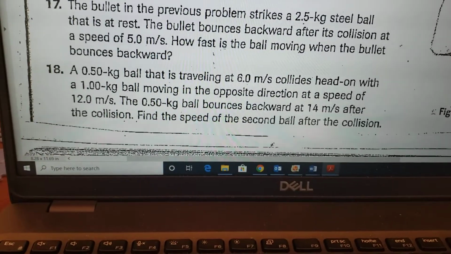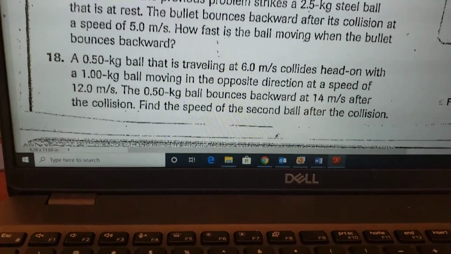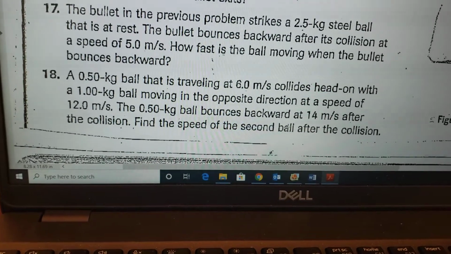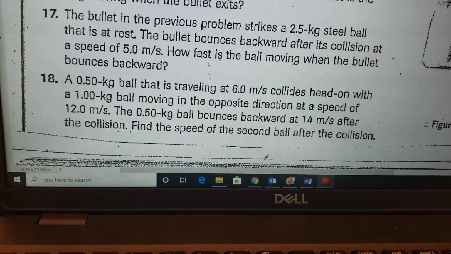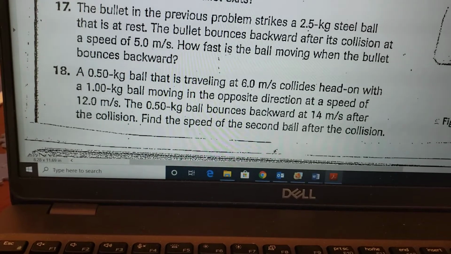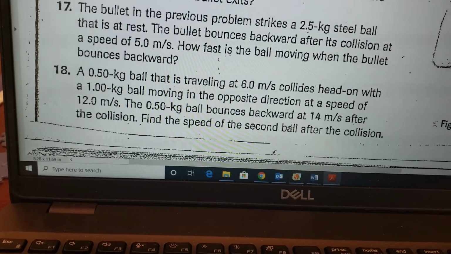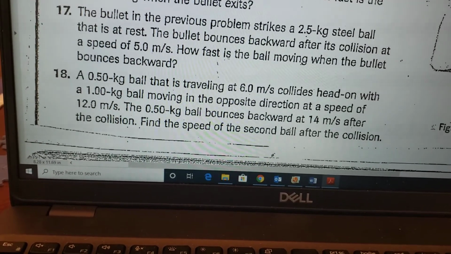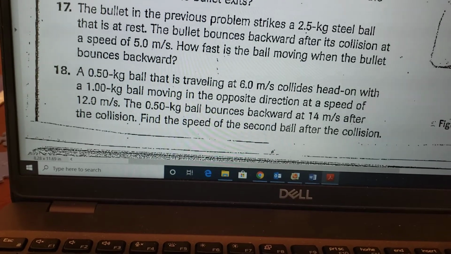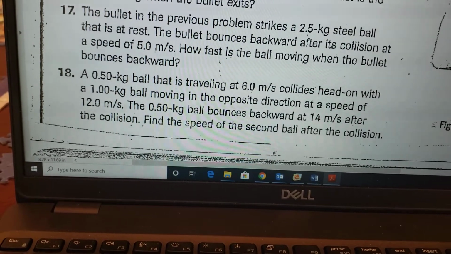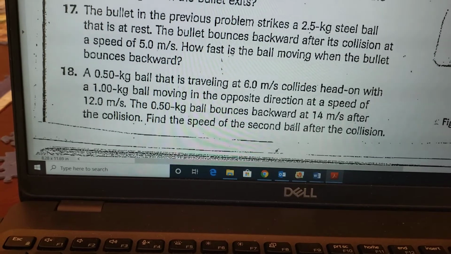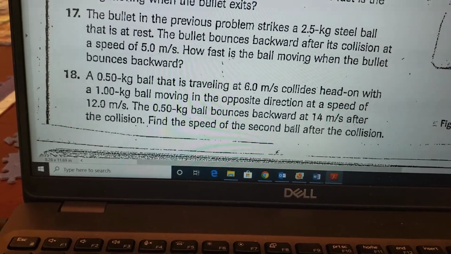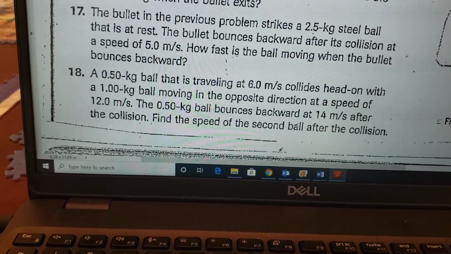9-2 homework number 18. A 0.50 kilogram ball that is traveling at 6.0 meters per second collides head-on with a 1.0 kilogram ball moving in the opposite direction at a speed of 12 meters per second. The 0.5 kilogram ball bounces backward at 14 meters per second after the collision. Find the speed of the second ball after the collision.